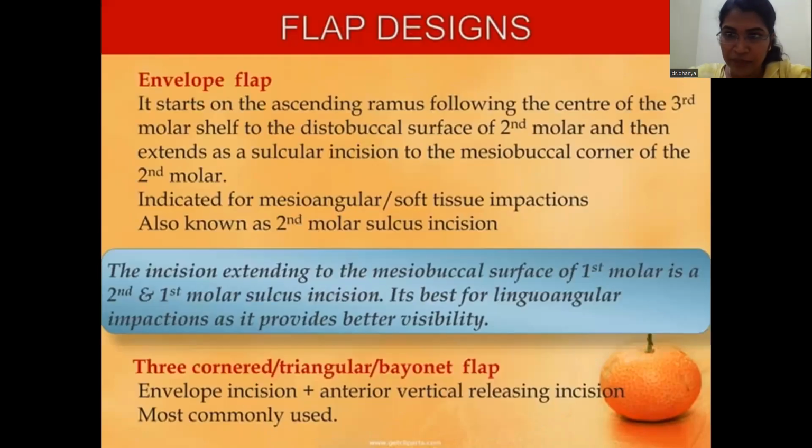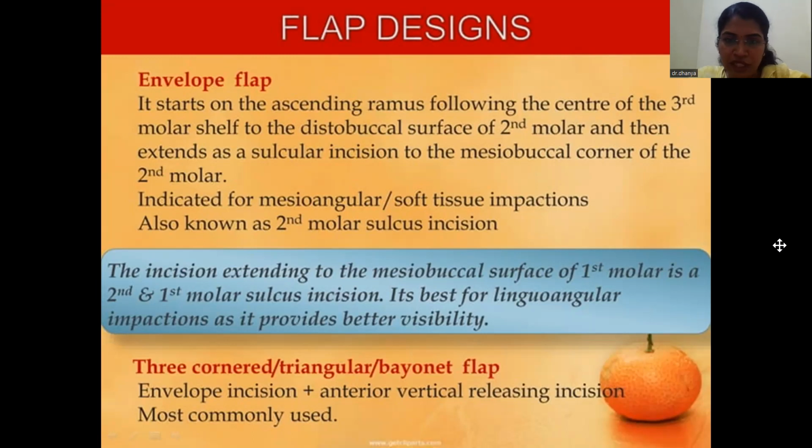And there are different types of flap available. We can start from the envelope flap, which is the easiest flap. There is limited accessibility using this kind of envelope flap. Basically, you are starting from the ascending ramus, following the retromolar shelf to the distobuccal surface of the second molar. So it's a linear, mildly curved incision, which is going to open up like an envelope. So your accessibility is going to be limited to that area alone.